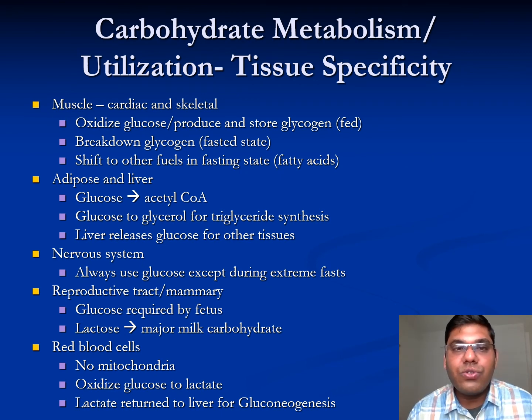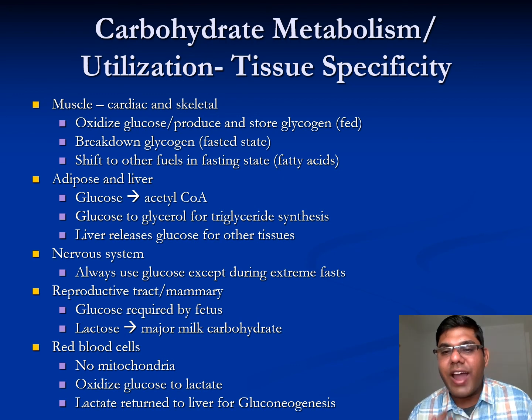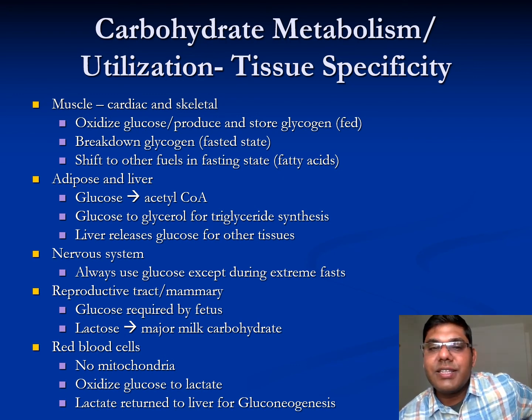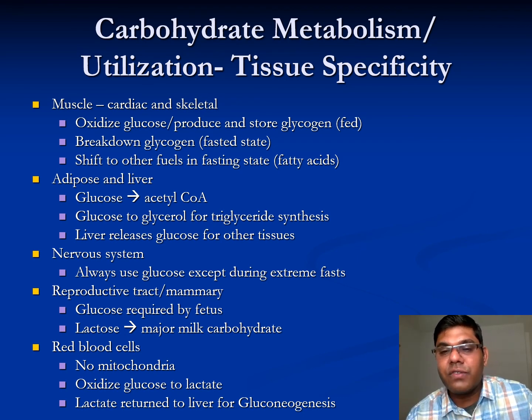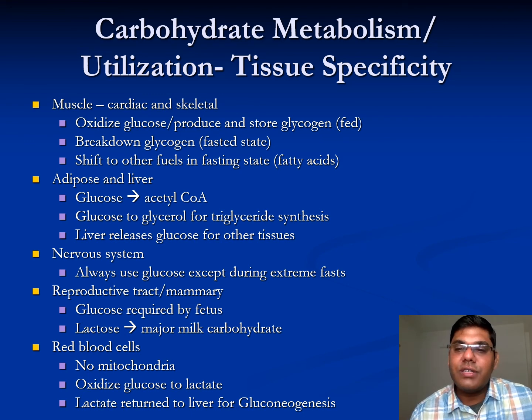So different tissues could have different types of metabolic systems, such as muscle and cardiac. Here, the breakdown of glycogen takes place during the fasting state, and in the adipose and the liver tissue, the glucose is getting converted to glycerol, and because adipose tissue is the place where the fats are being stored, triglyceride synthesis might take place here. In the nervous system, they always use glucose. Like I said, the brain requires the highest amount of glucose in the whole body, and the glucose supply should never stop.